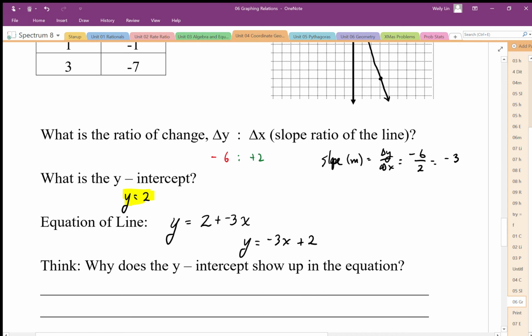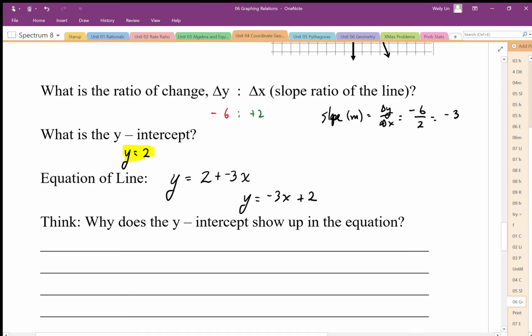So why does the y-intercept show up in this equation? Okay, so the y-intercept of +2 shows up in the equation because the y-intercept is when x is 0. So when we substitute x equals 0 into the equation, it is connected to the multiplier.